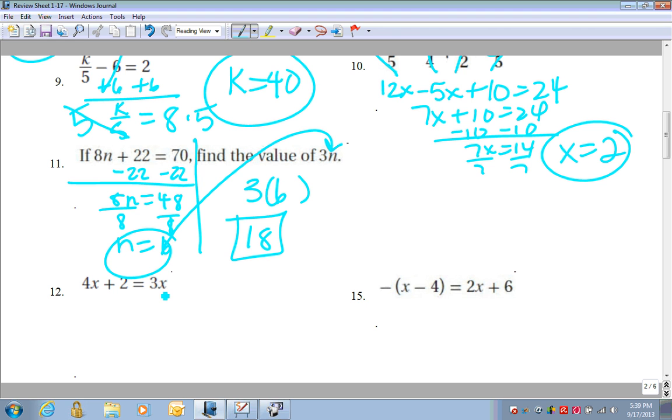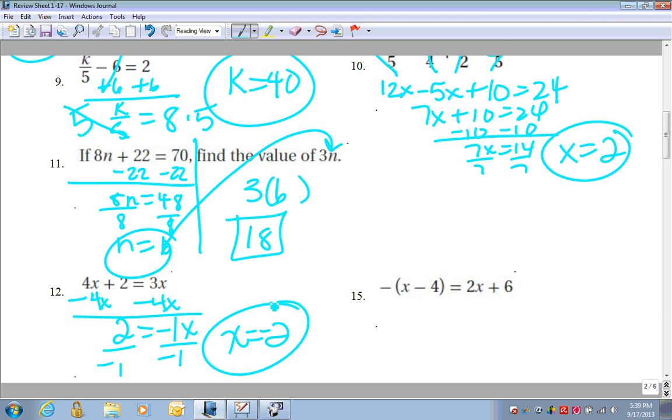Number 12. Now normally I tell you to move the letter to the left and the number to the right, but since there's only a letter on the right, I'm going to move that 4x to the right. That gives me 2 equals negative 1x, and dividing by negative 1, x is negative 2.